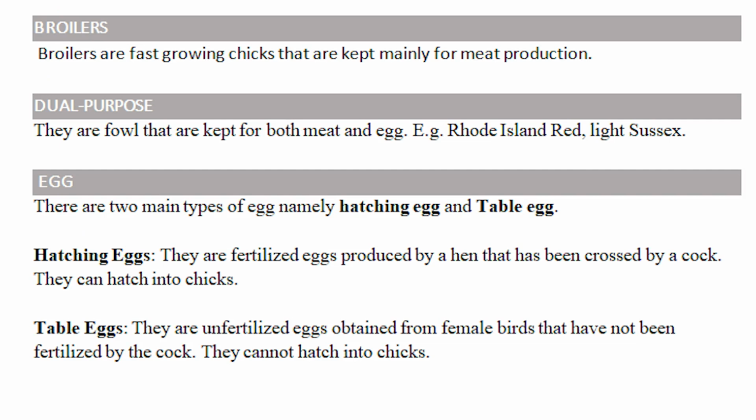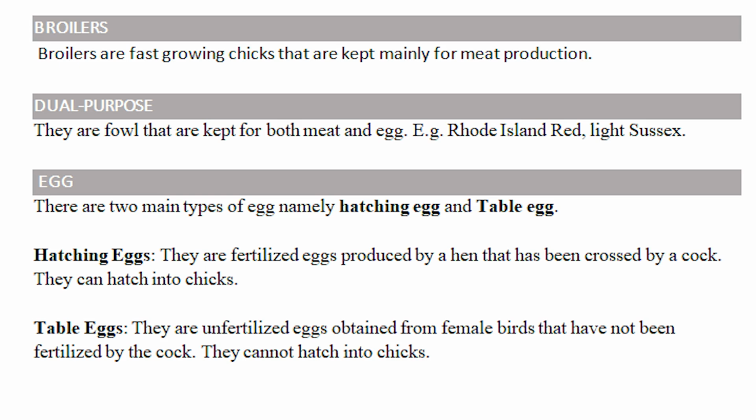Let us look at dual-purpose fowl. They are fowls that are kept for both meat and egg production. Example, Rhode Island Red, Light Sussex. All right, let us take the egg and discuss it in detail. There are two main types of egg, namely hatching egg and table egg. Let us take them one by one.